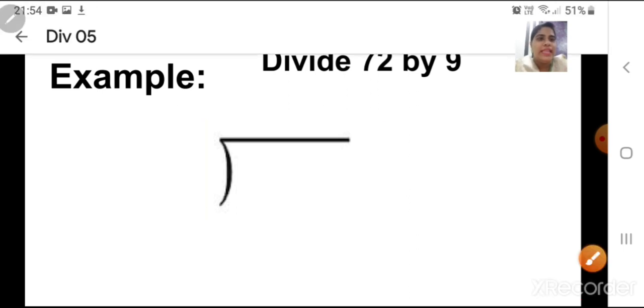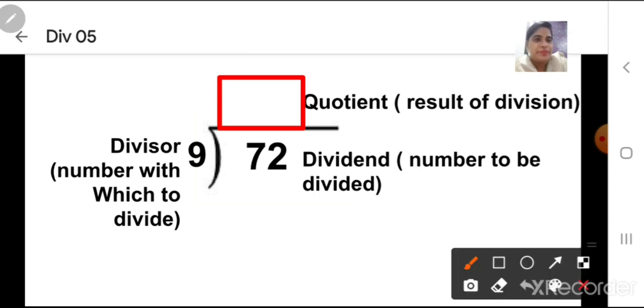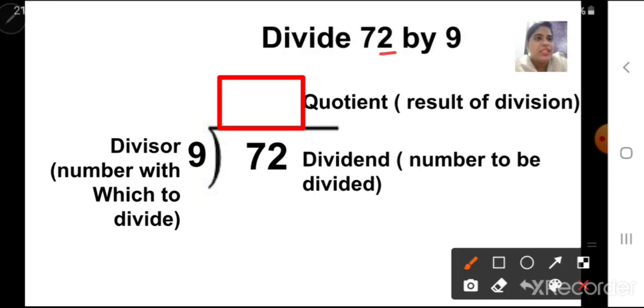Then the next step is to write the numbers in their proper place. Now inside the bracket we have to write the first number, which is 72. 72 is our dividend. Dividend is written inside. What is dividend? It is the number to be divided. Correct? So that we will write inside.